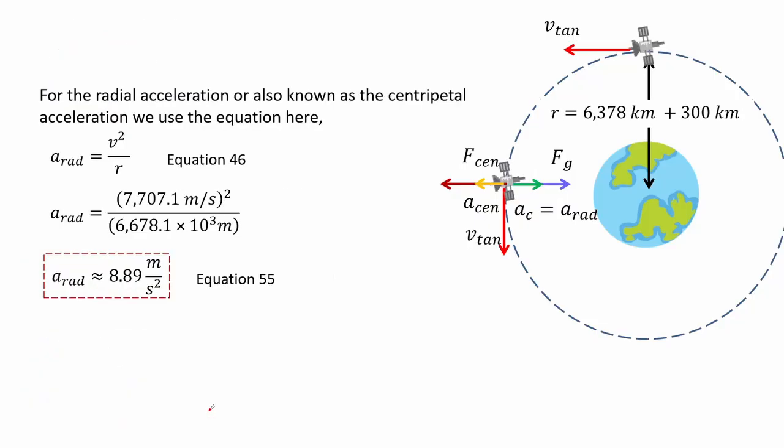For the radial acceleration, also known as centripetal acceleration, we use equation 46. After manipulating the equation and substituting the known values, we obtain the radial acceleration, which is given in equation 55.